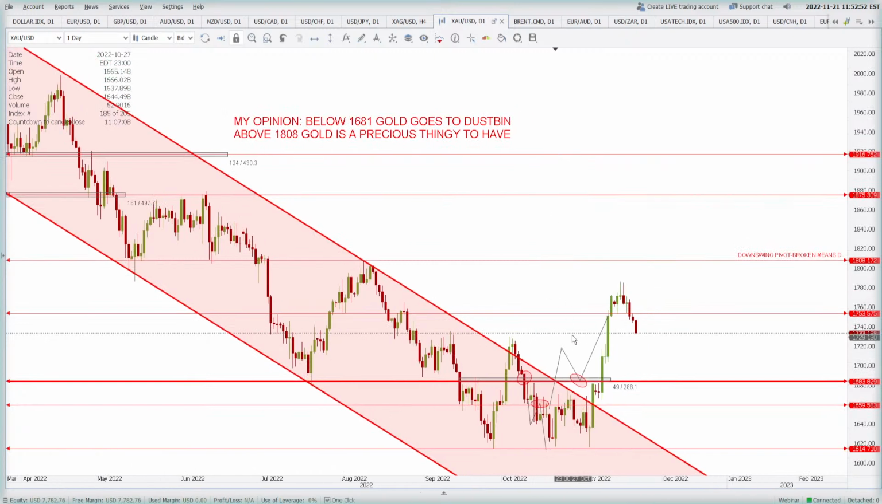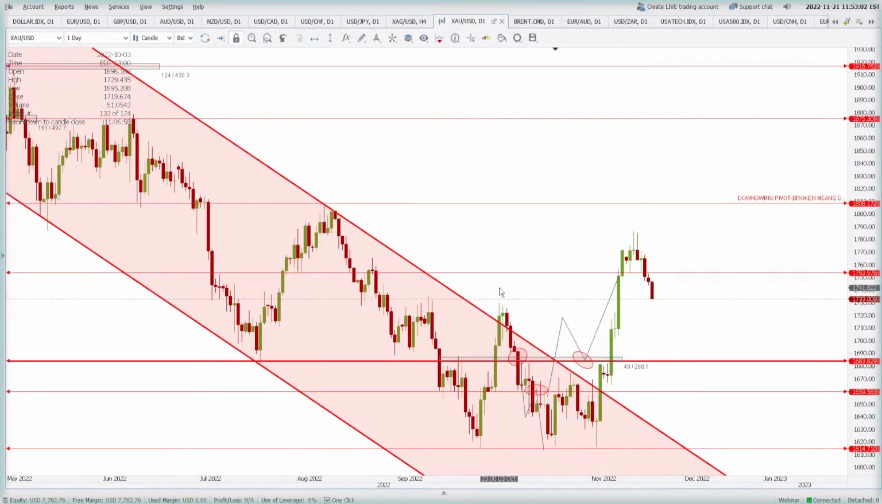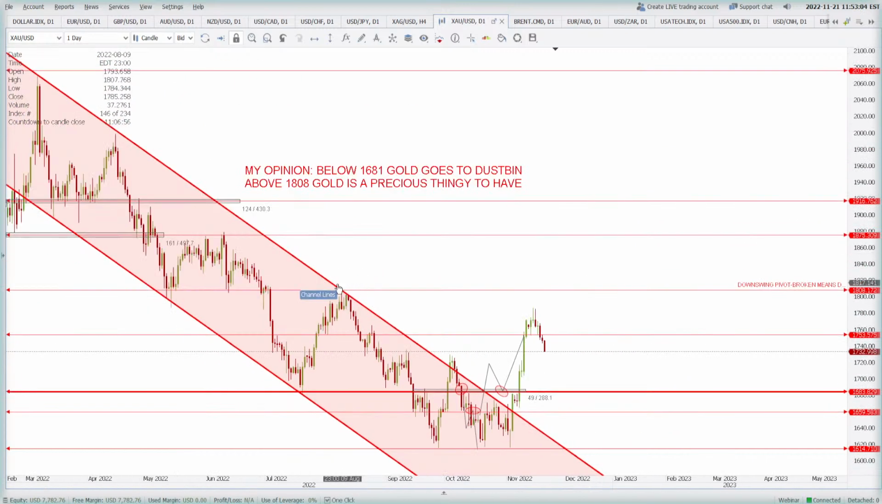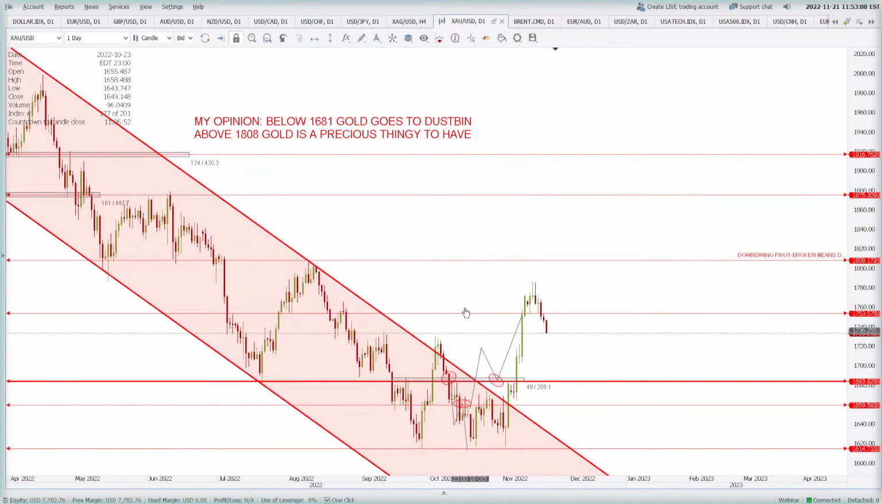All right, here the downswing pivot was 1808, but I think after that it had made another downswing pivot. Okay, no. So there was no low made after that. So yes, 1808 still qualifies as the downswing pivot, and it has not been broken in the US dollar against the gold or the gold against the dollar.